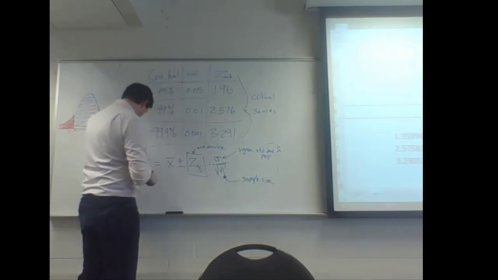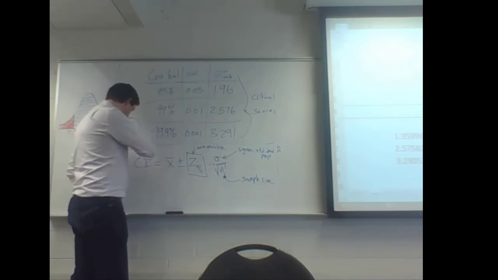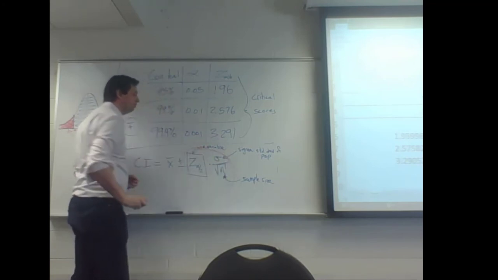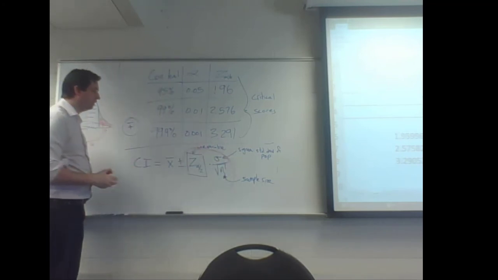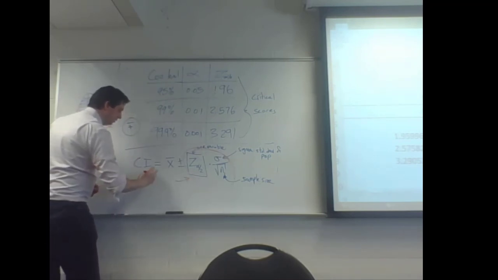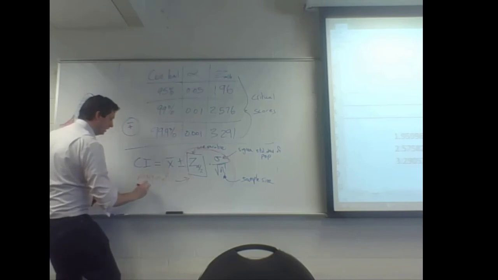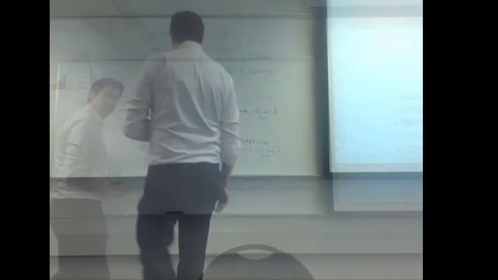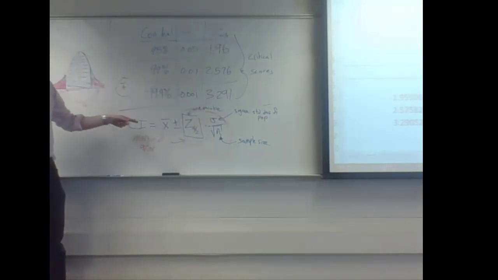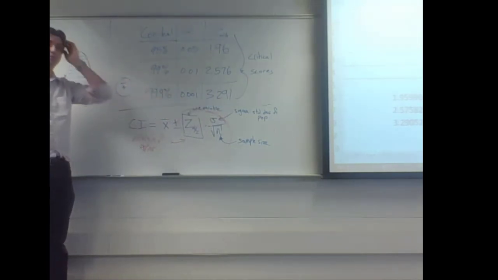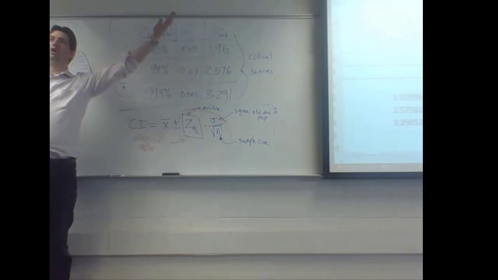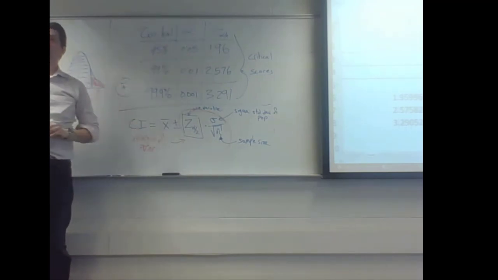It only has, I'm going to do this in red, this part. This part is built in. And this part that I circled in red is called the margin of error. This is the margin of error. The margin of error is added to the X bar and subtracted from X bar, and that gives us our upper and our lower bound, and that gives us our confidence interval.